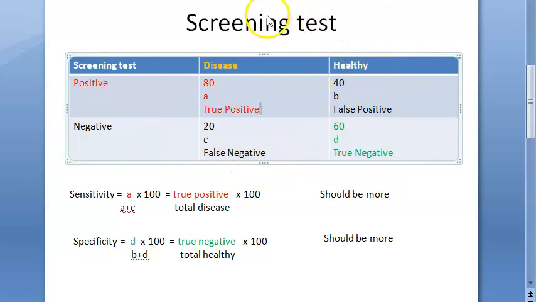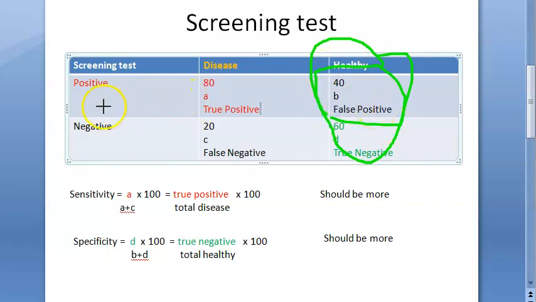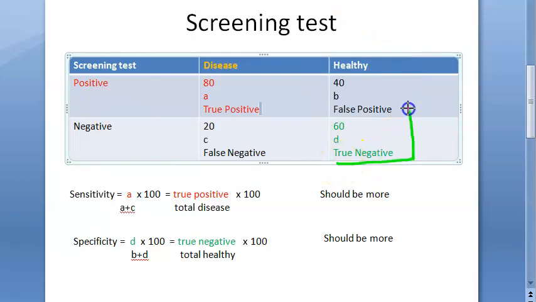Now healthy people, let us say you have again 100 healthy people. In that, 40 people will come as false positive. Though they don't have the disease, they will get a positive result on a screening test, and 60 people will go back home happily that they don't have the disease, and actually they do not have the disease.